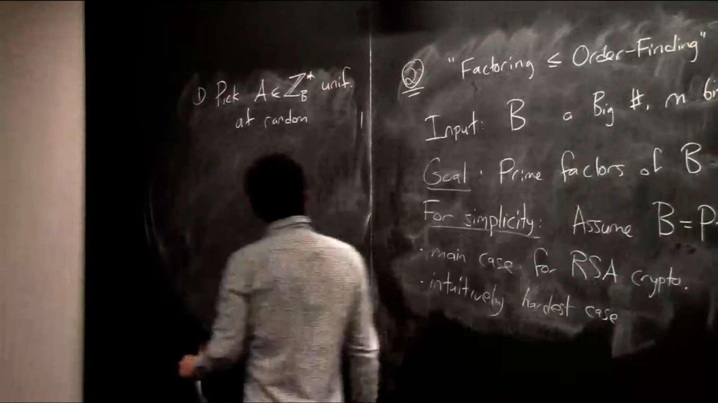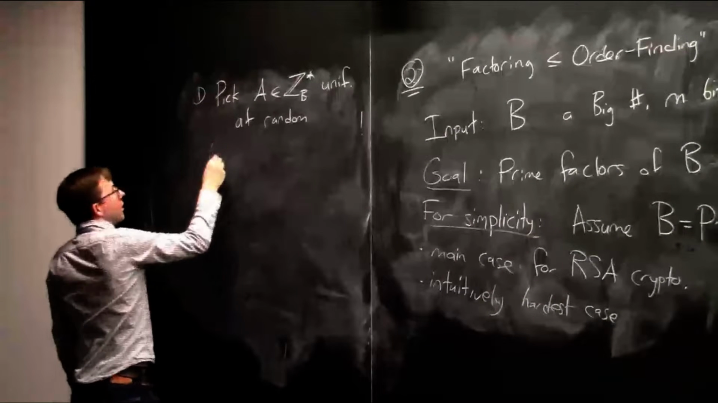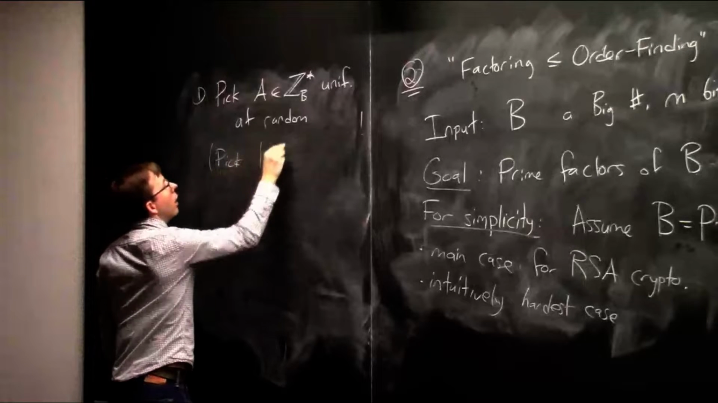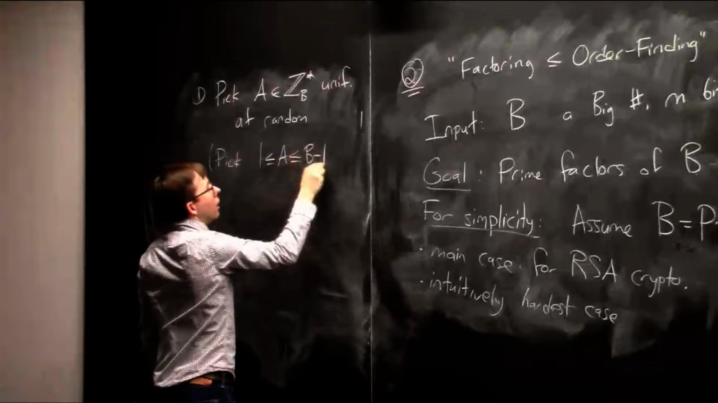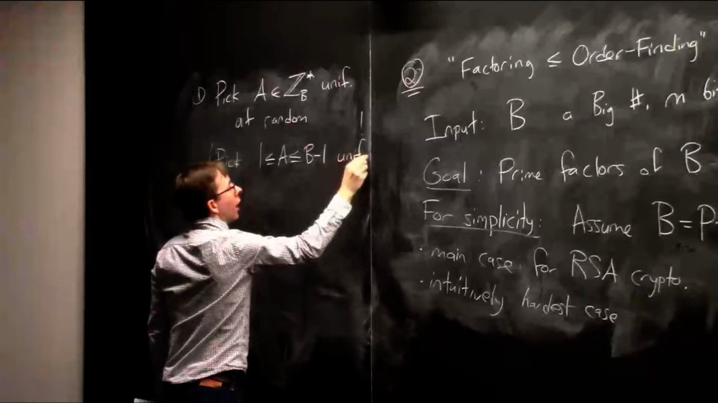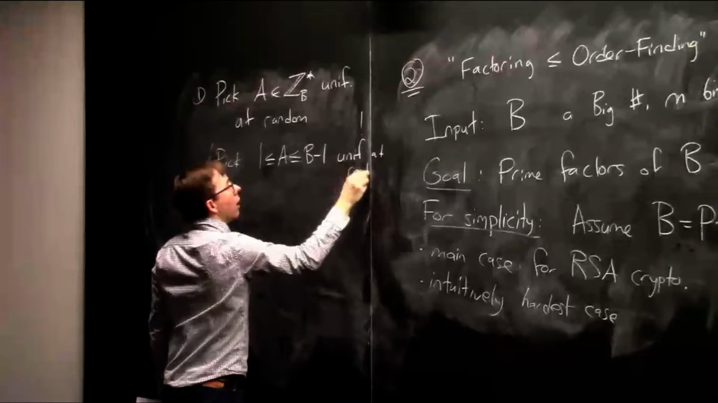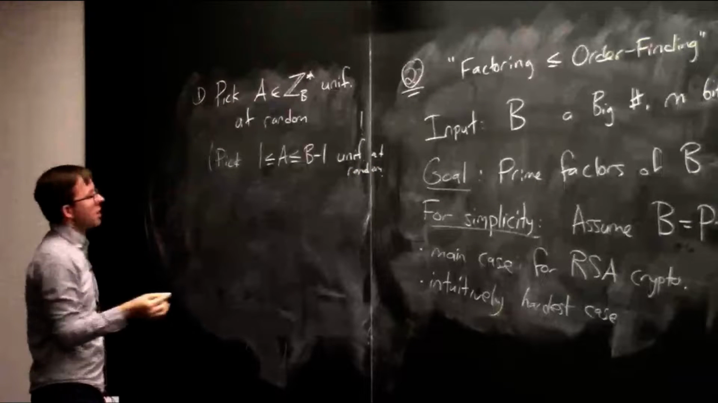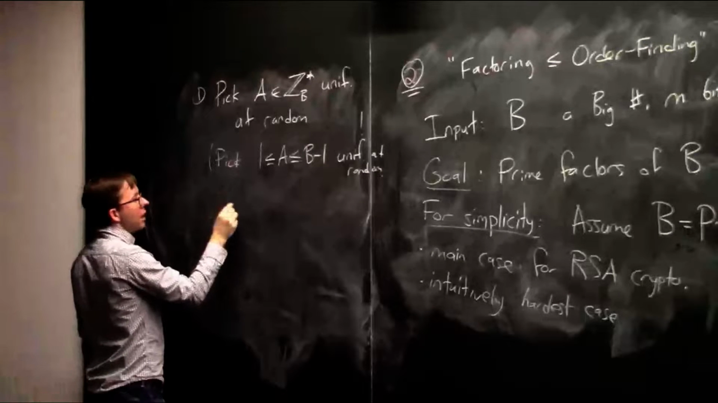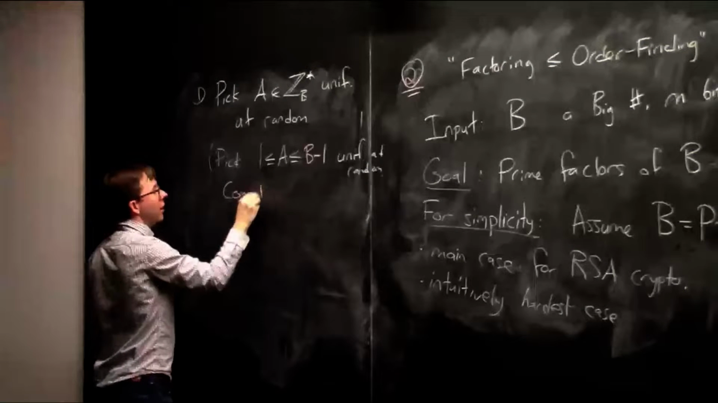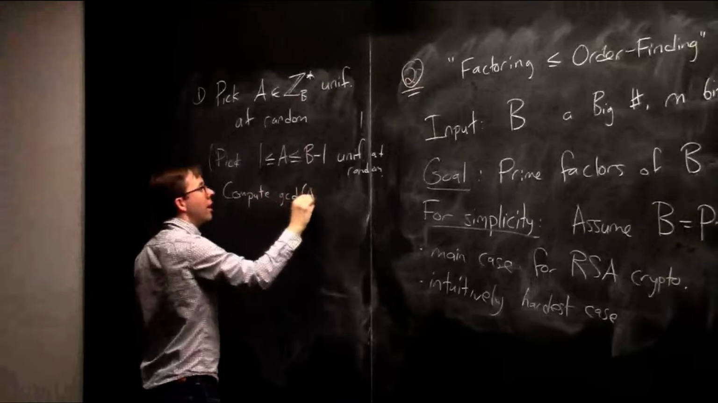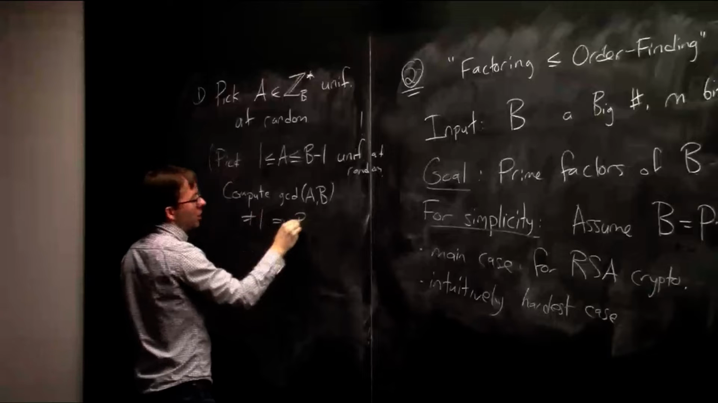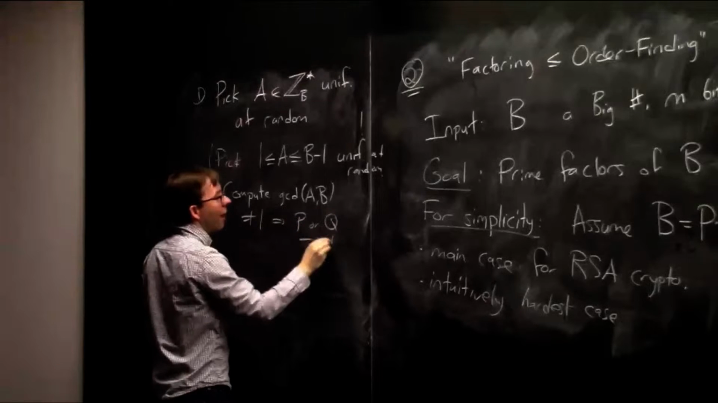Exactly. So what you just do is don't worry about it first. Just pick a uniformly from all the possibilities at random. And then if you're worried that it might actually not be in Zb star, that it might have a non-trivial GCD with b, then just compute the GCD of a and b. And if it's not 1, well, it's p or q, so great, you're done.